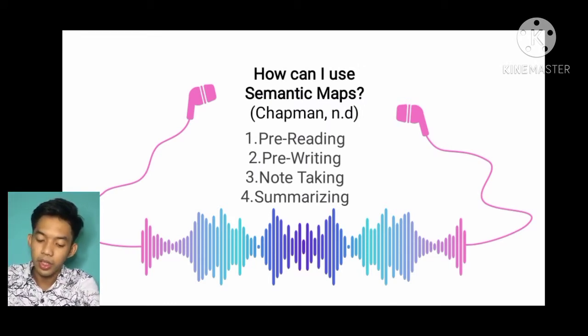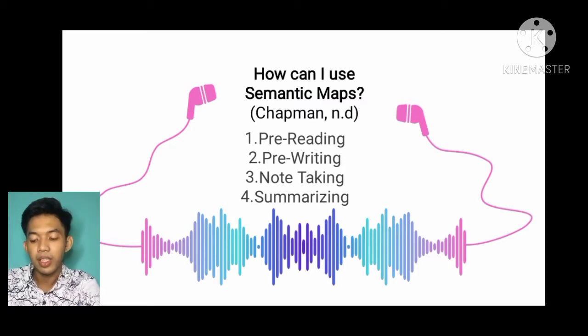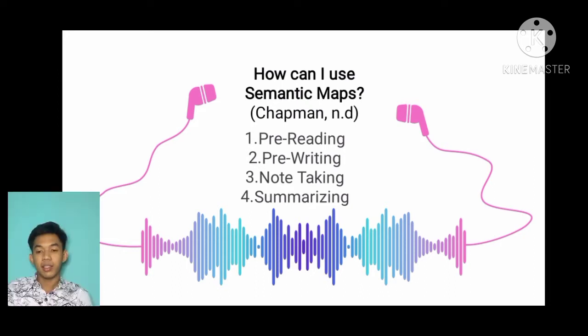Okay, now the first one is pre-reading. Pre-reading is the process of skimming a text to locate key ideas before carefully reading a text from start to finish. Pre-writing is the first stage of the writing process, typically followed by drafting, revision, editing, and publishing. Pre-writing can consist of a combination of outlining, diagramming, storyboarding, and clustering.